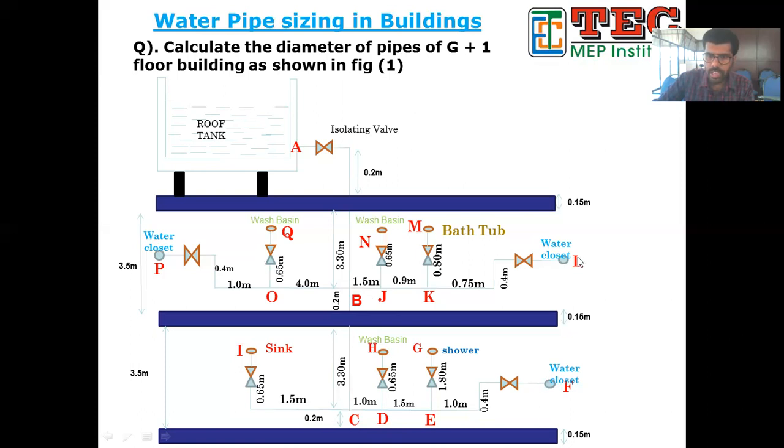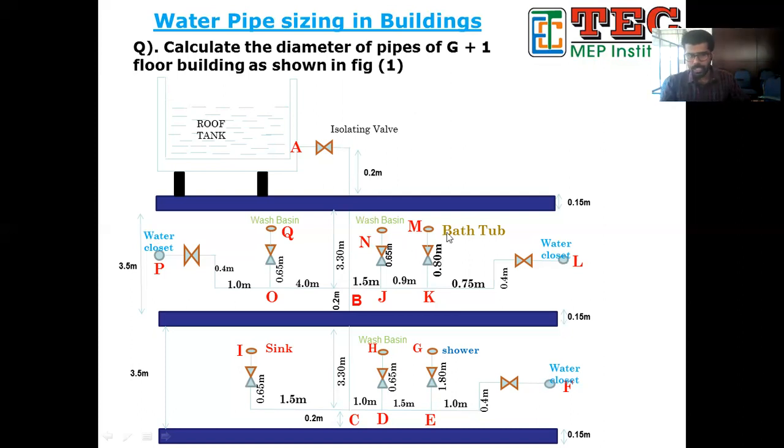Then again KN plus MK plus NJ plus BJ, plus from this side PO and OQ and OB. And this main pipe size will be the addition of all of these. Okay. Then at last you have to find the pipe size of this. So you have to go from back. Okay. So let's see how to find the pipe size.